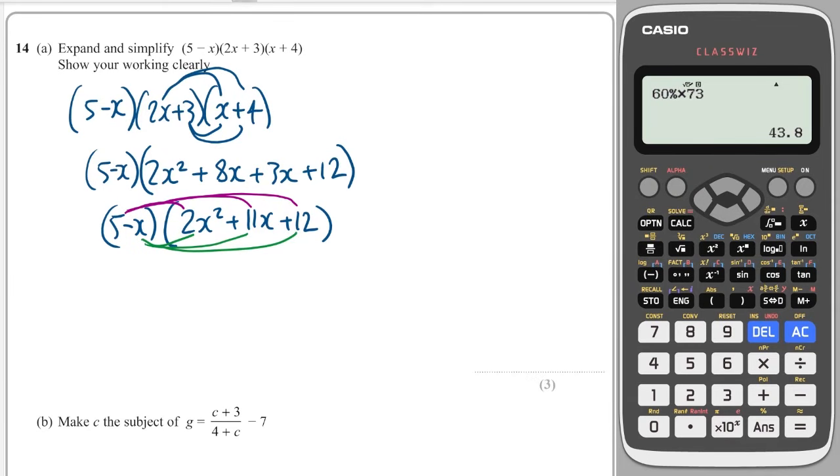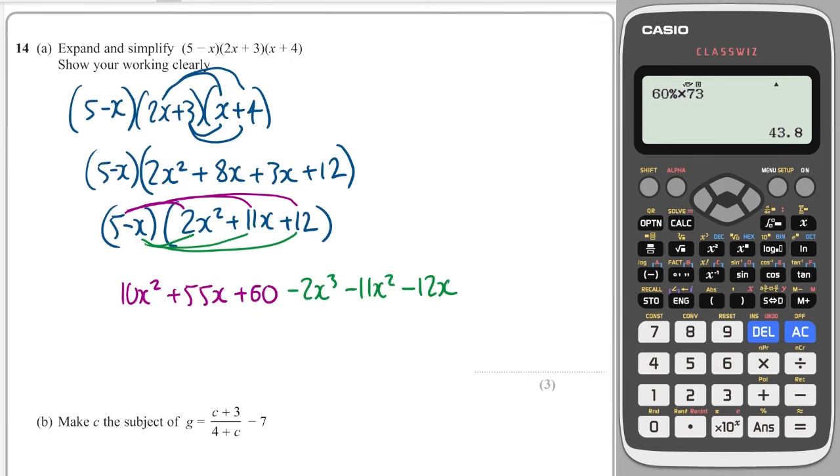So let's do the purple lines first. That's going to give me 10x squared, 55x plus 60. And then the greens is going to give me minus 2x cubed. It's going to give me minus 11x squared. And it's going to give me minus 12x.